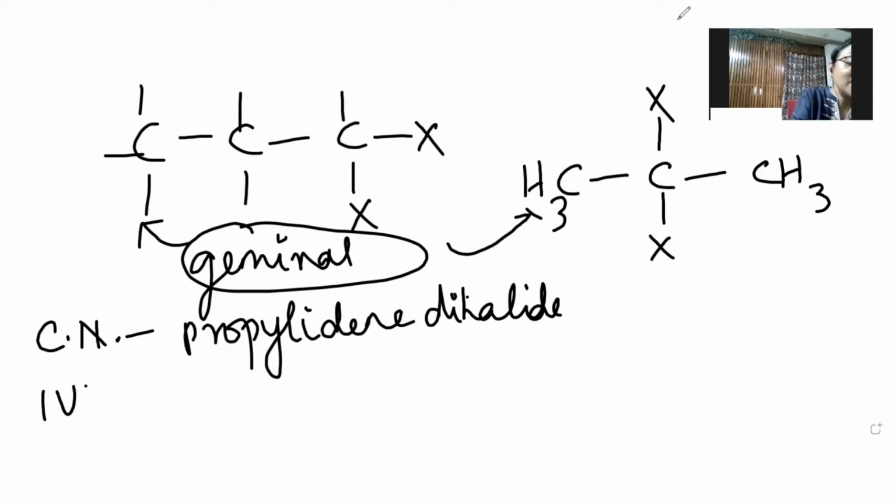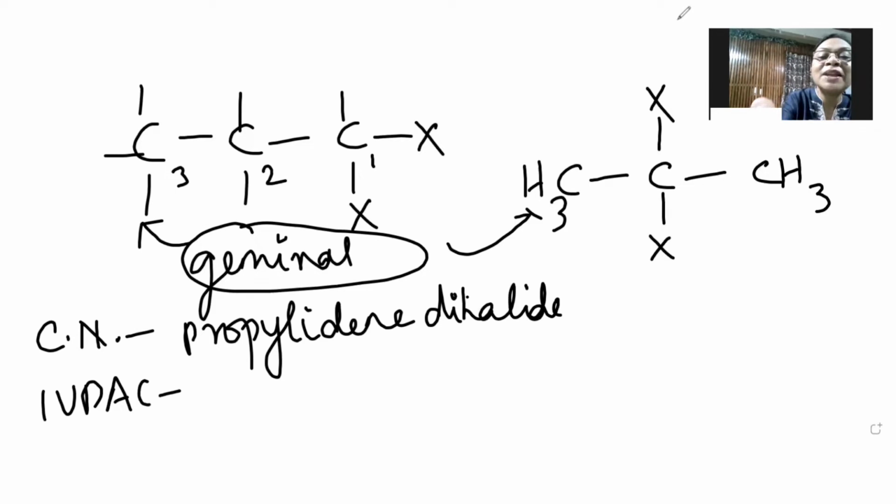And the IUPAC name would be, do not forget that we number it from right to left. You could number it from right to left or left to right depending on where the halogen is located. The first carbon can be either on the right or on the left, depending on where the halogens are located. In my case, the right carbon is the first carbon because the halogens are on the right carbon. So it is the number 1 carbon.